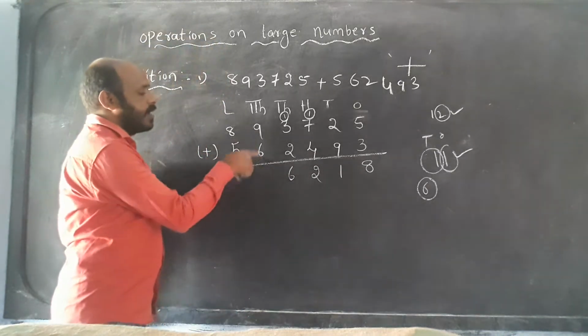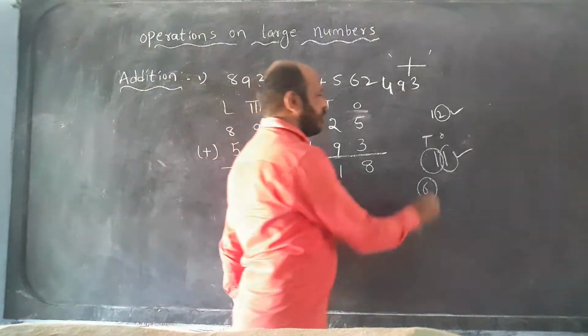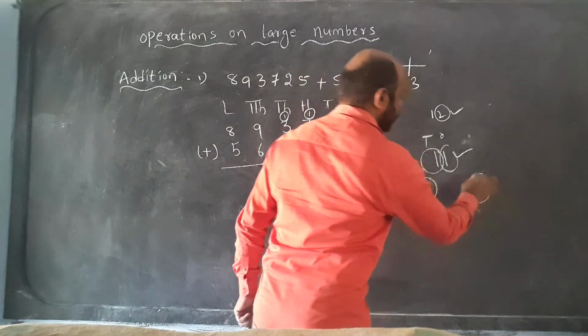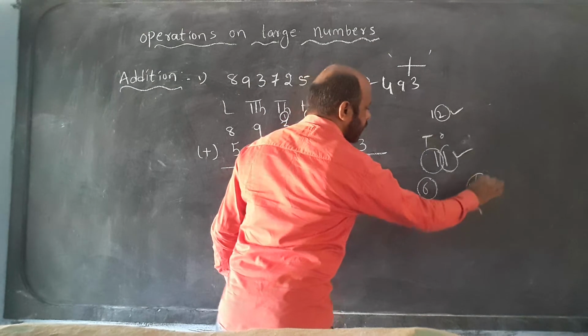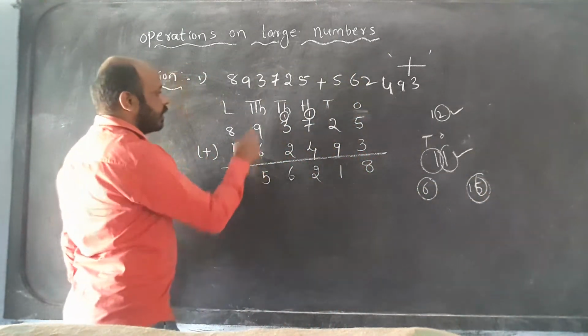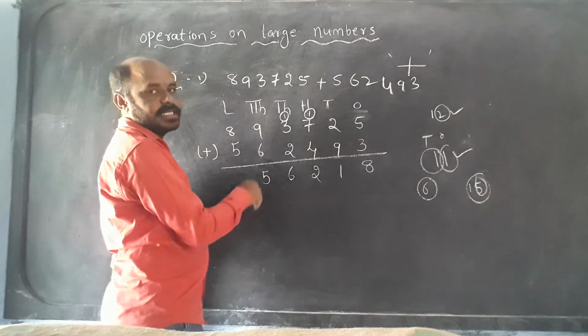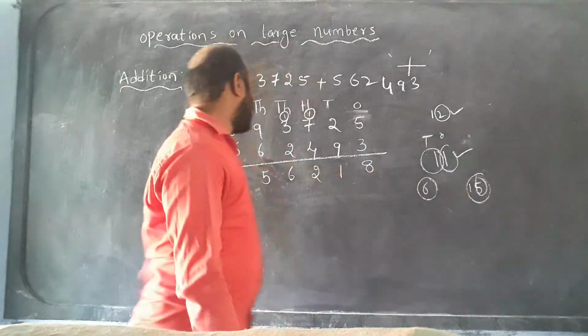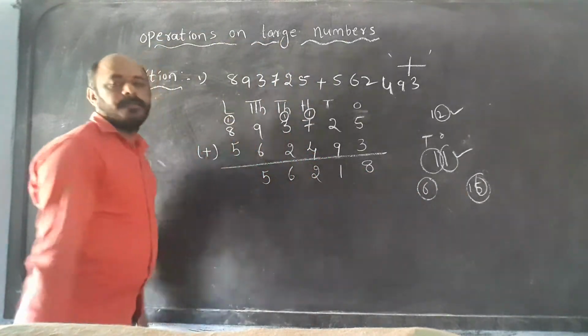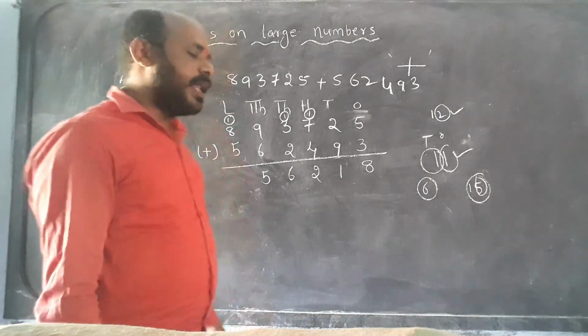Next here, 9 plus 6 is 15. 15 is also a 2-digit number. 5 is written down in the 10,000 place. Then 1 is carried forward to the lakhs place.